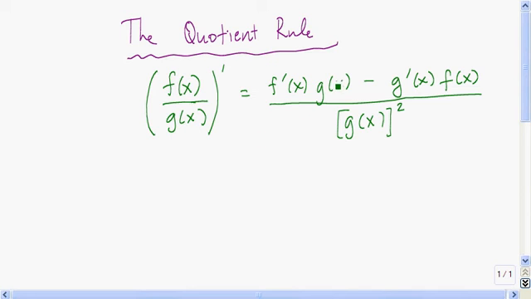Okay, so the derivative of f over g is f prime g minus g prime f, over g squared.